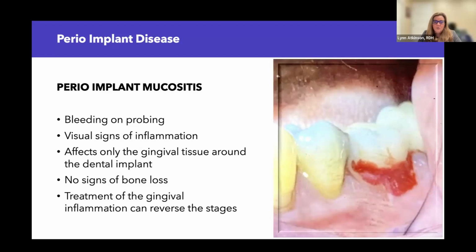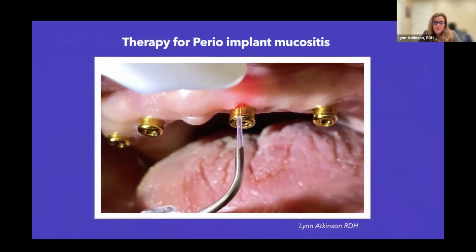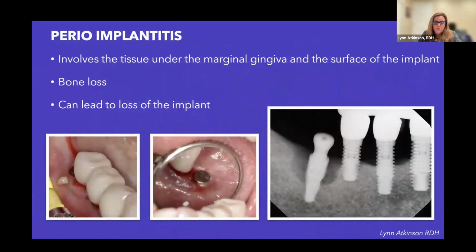It affects only the gingival tissues around the dental implant. There's no signs of bone loss, and the treatment of the gingival inflammation can reverse these stages. So that's just showing laser bacterial reduction, doing it on a removable All-on-Four prosthesis.